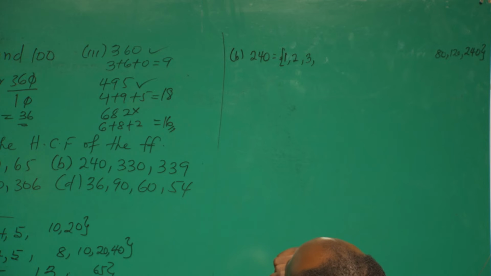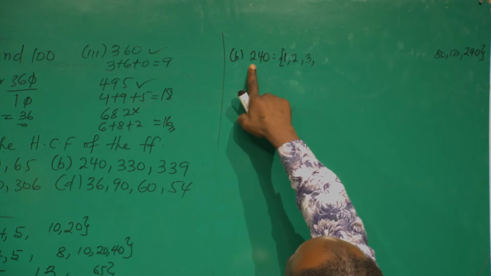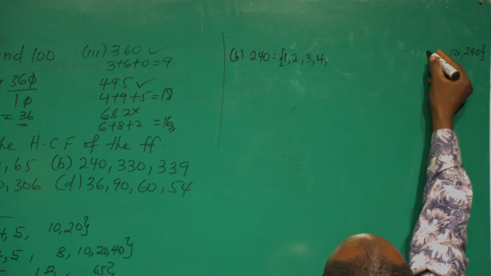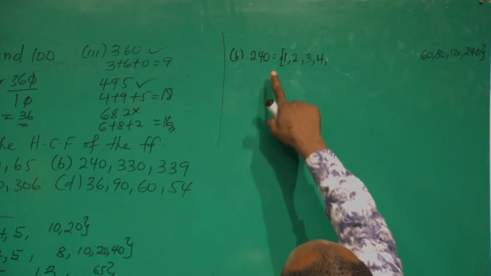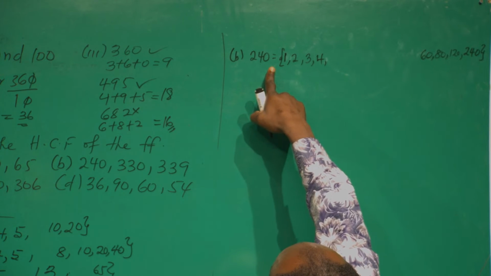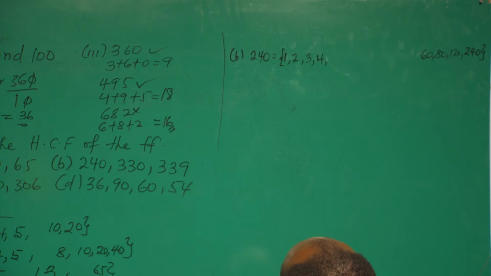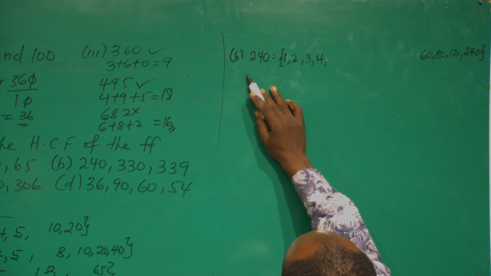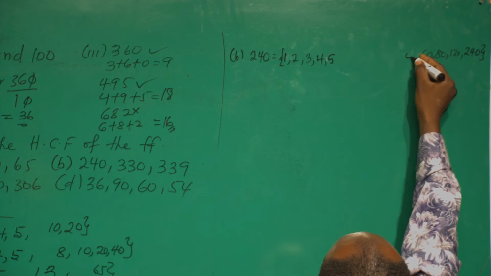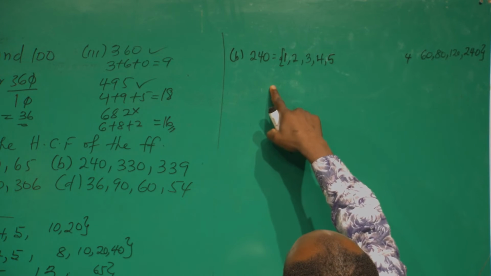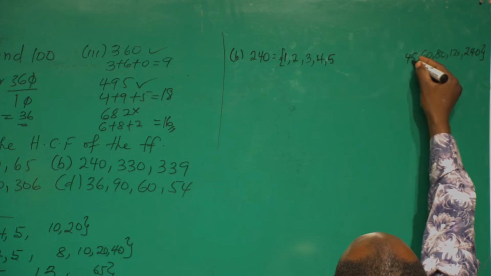Can 4 go? 4 times 1 is 4, 4 times 2 is 8, 4 times 3 is 12, 4 times 4... so 4 can go into it 60 times. Can 5 go? Because of the 0, 5 also can go. 5 goes here. So 5 times 4 is 20, then 5 times 8 is 40, so 48.